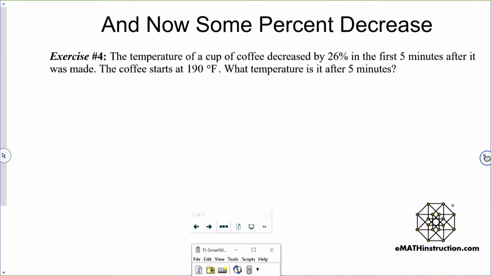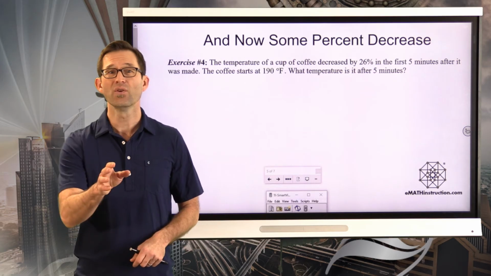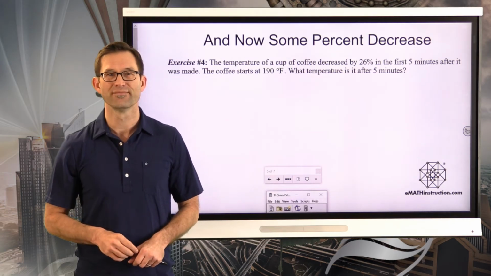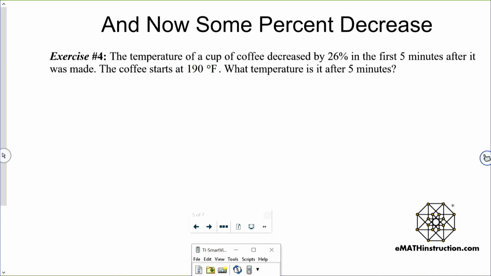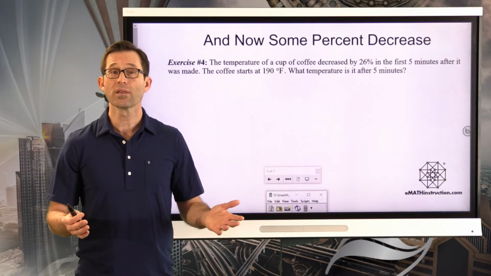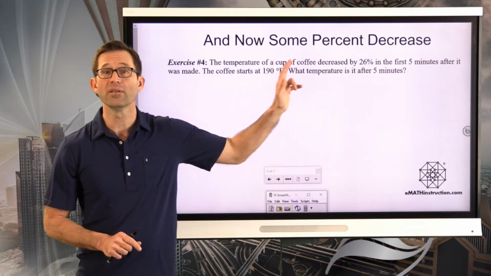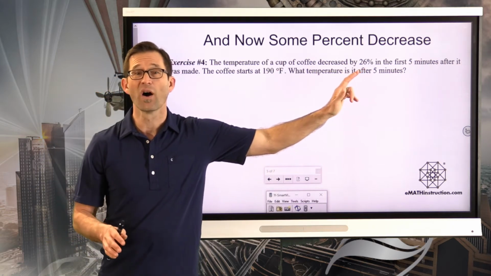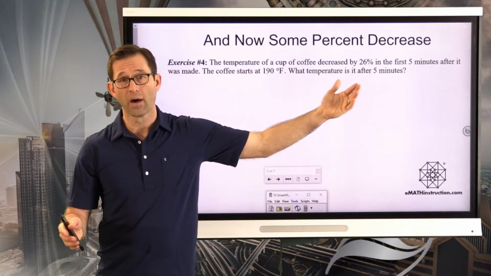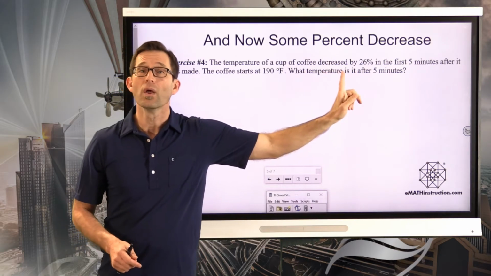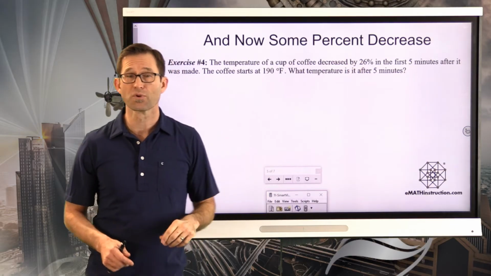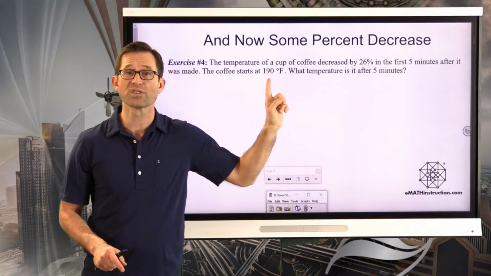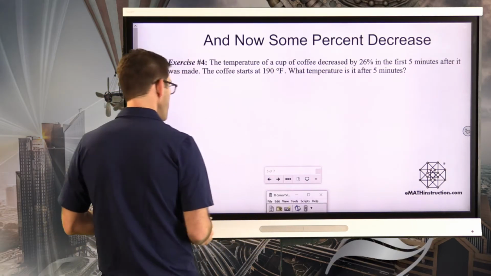The temperature of a cup of coffee decreased by 26% in the first 5 minutes after it was made. The coffee starts at 190 degrees Fahrenheit. What temperature is it after 5 minutes? All right, I'd like you to pause the video and see if you can figure this one out. All right, so the first thing that we have to do is understand that when they say that the coffee decreased by 26%, not the coffee, but the temperature of the coffee. My coffee would have decreased by 100% within the first 5 minutes of having it. But if the temperature of the coffee is decreasing by 26%, what that means is that I need to find 26% of 190.